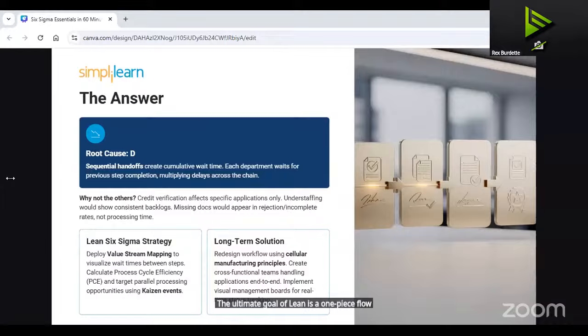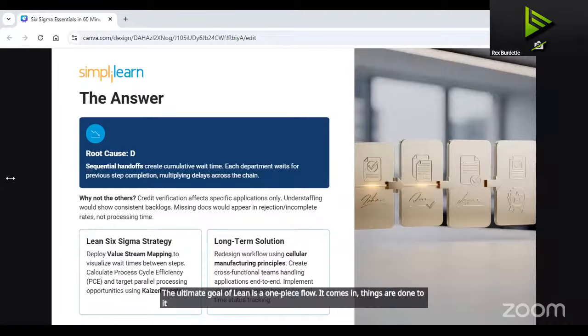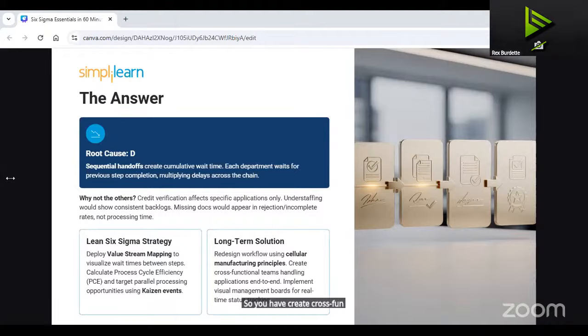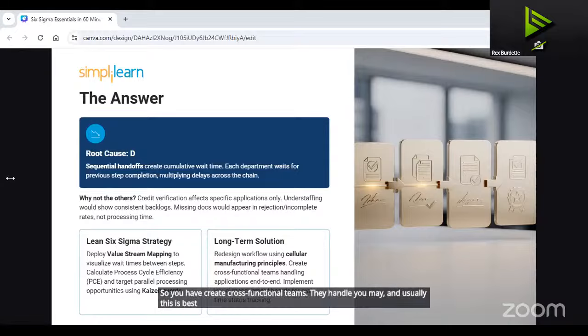It comes in, things are done to it. There's no wait. There's no batch processing where you do 1,000 at a time. It flows all the way through the process. And sometimes that requires you to have a cellular design. So you create cross-functional teams. They handle, and usually this is best achieved by identifying families.